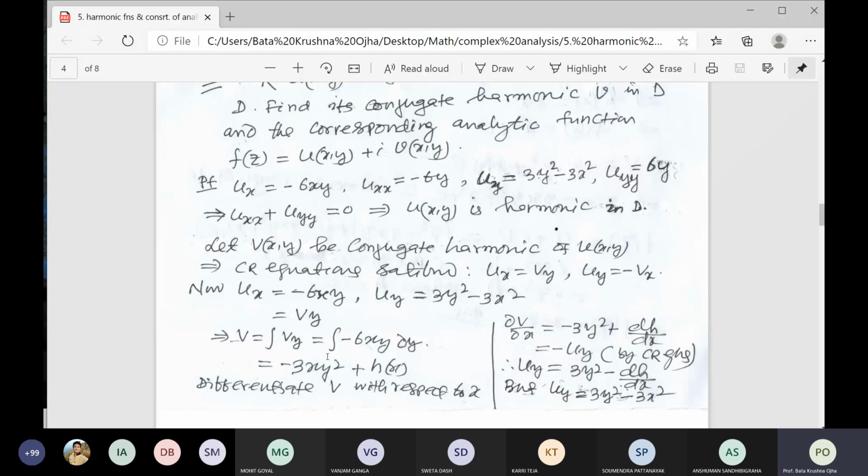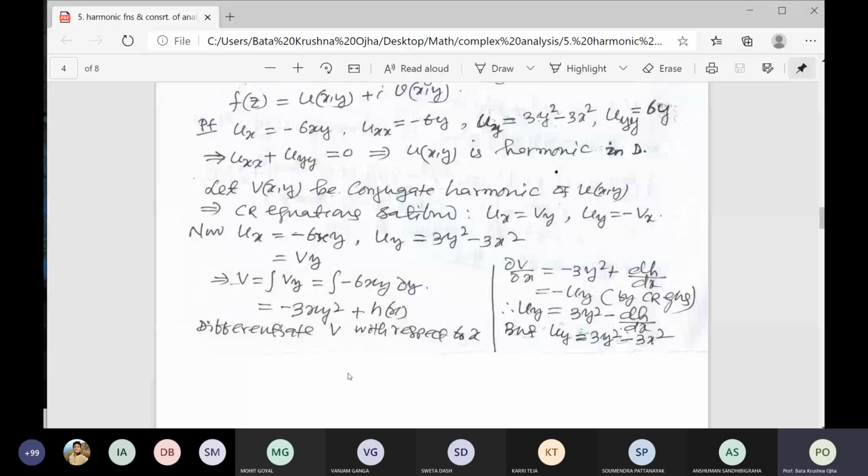At the time of integration, we keep x as a constant. Therefore, integrating with respect to y, the arbitrary function will be h of x. If you integrate with respect to x, the arbitrary function will be g of y. Do not take arbitrary constants. So h of x is unknown for you. If you determine h of x and substitute here, it will give the value of v.